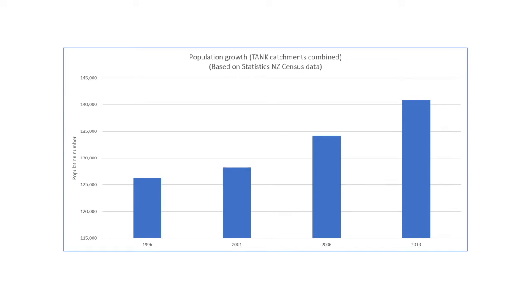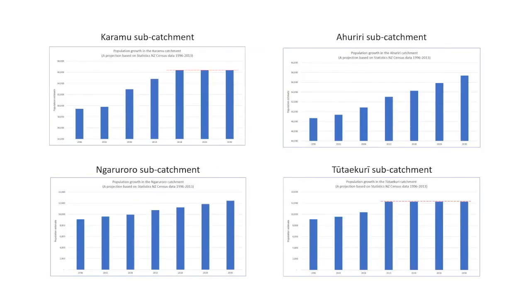When you drop down to sub-catchment scale, it's a little bit different. So this is the shift in scale that I was talking about before. In the slides I'm going to present to you today, I've put these sets of graphs for the sub-catchments all onto one slide, and they're in the same order, just so you know they're always in the same place. This is the Karamu sub-catchment, the Ahuriri, the Ngaruroro sub-catchment here, and the Tutaikuri sub-catchment over here.